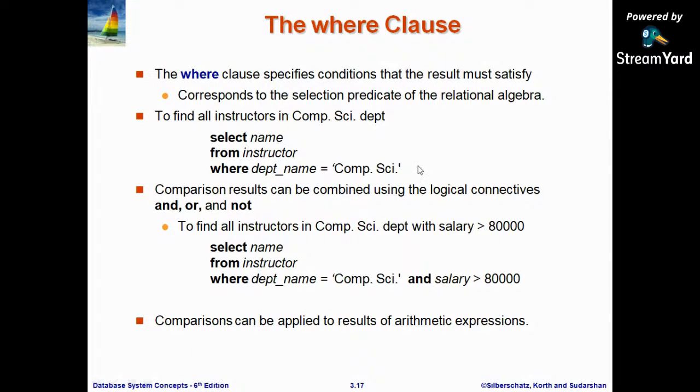In the where clause, you can use AND, OR, any logical operations are allowed. If you want to combine two conditions together, you can use the AND operation. I want to display all the names whose department name is computer science and salary is greater than 80,000. So the condition will be: department name = 'Computer Science' and salary > 80,000. You can do any arithmetic operations along with the logical operations and you can get the predicate.